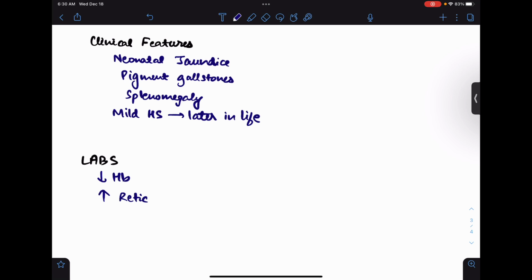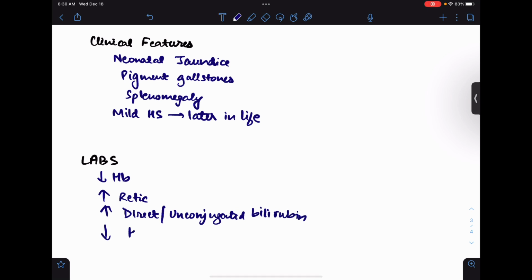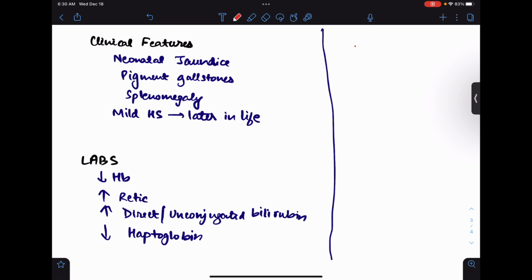Labs will be consistent with a hemolytic picture. So low hemoglobin, increased reticulocyte count, increased indirect or unconjugated bilirubin, and low haptoglobin.